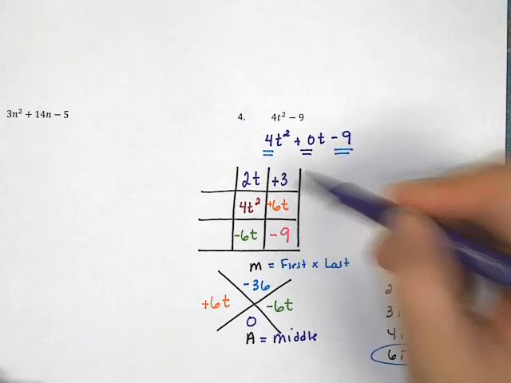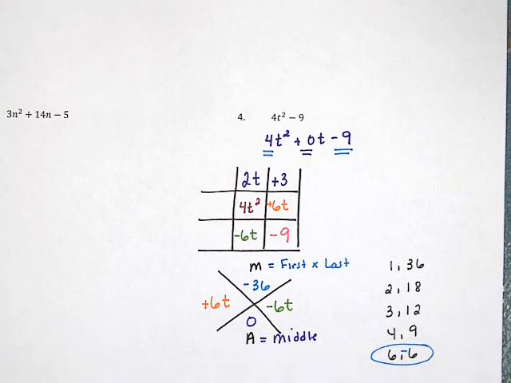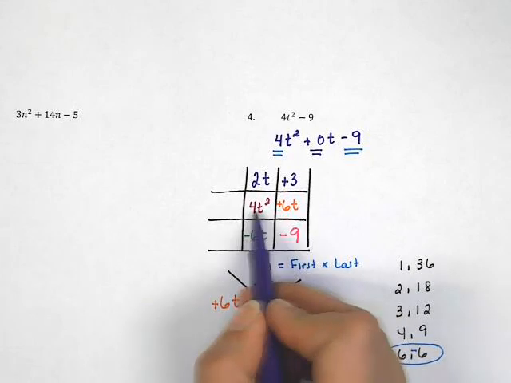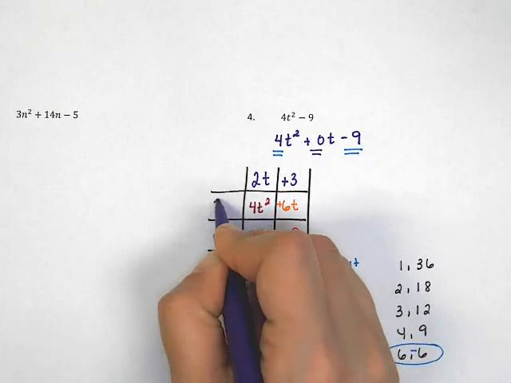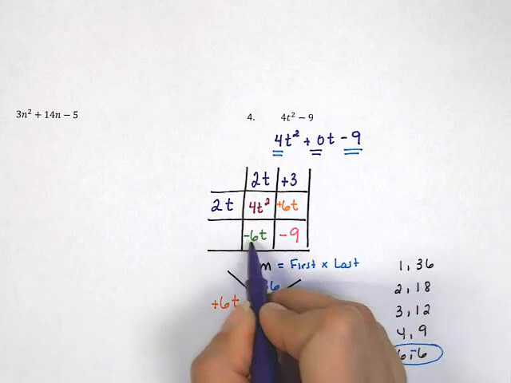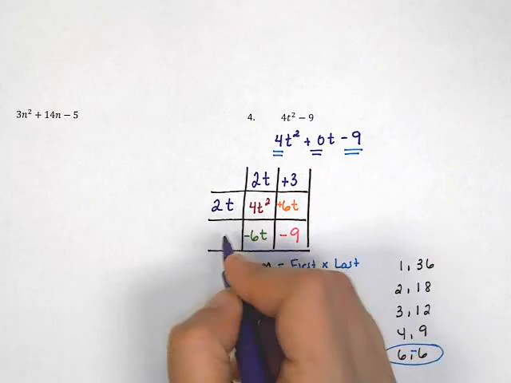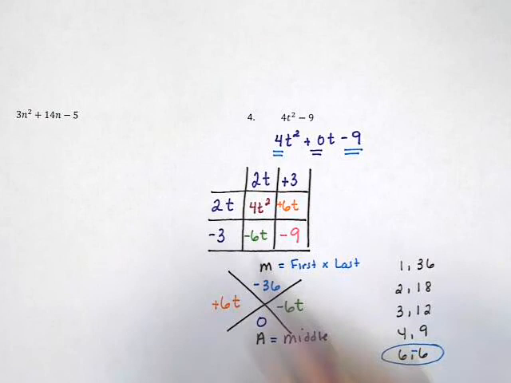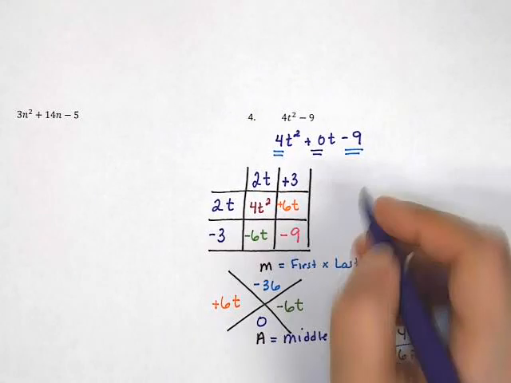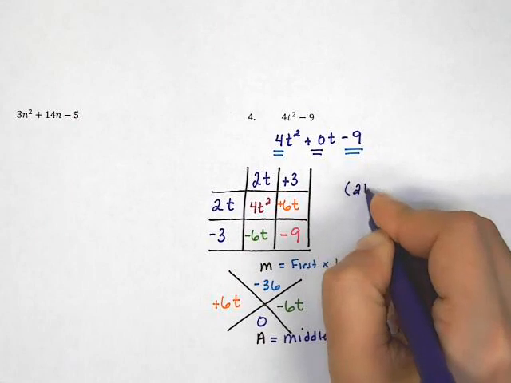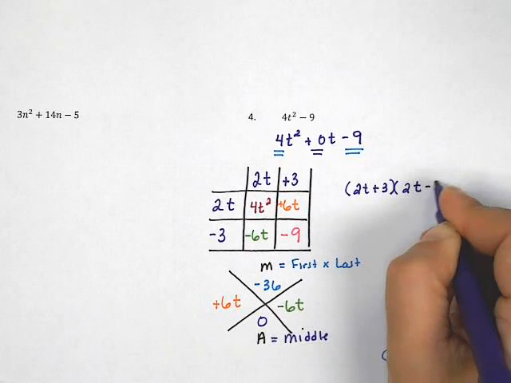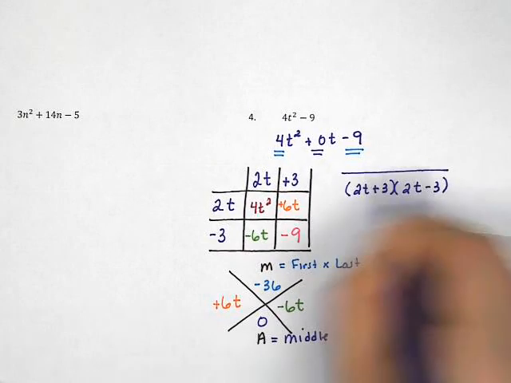And I wouldn't be able to take out any t's because the second term here, the negative 9, doesn't have any. Now if I look at this row, the biggest thing that goes into 4 and 6 would be 2, and I can also take out a t. The biggest thing that goes into negative 6 and negative 9 would be 3, but I would make it negative because the first number here, the leading coefficient, is negative. So I would have 2t plus 3, parentheses, 2t minus 3 as my final answer.